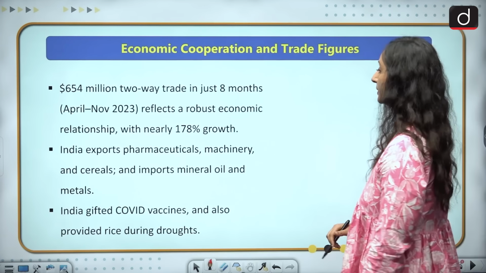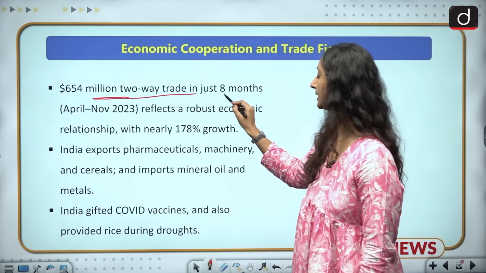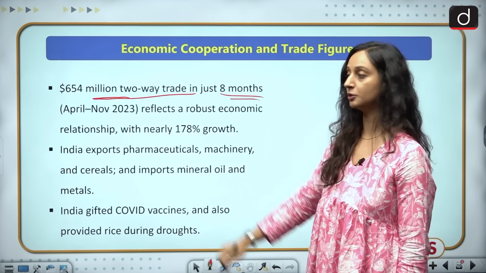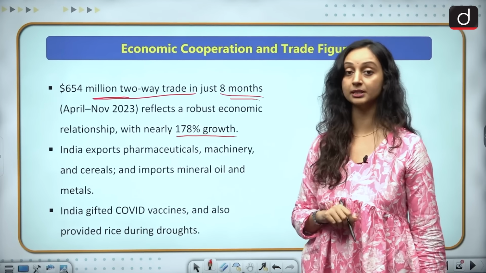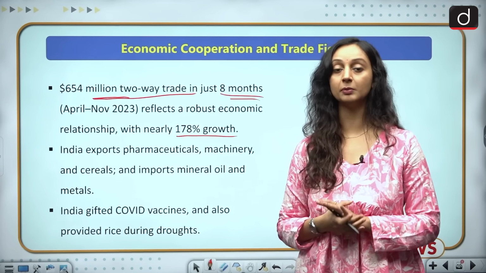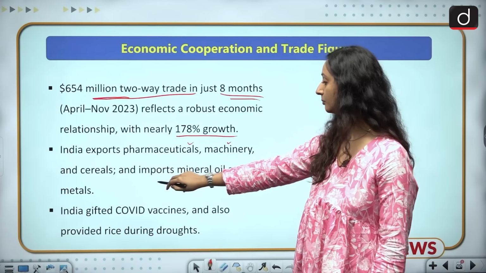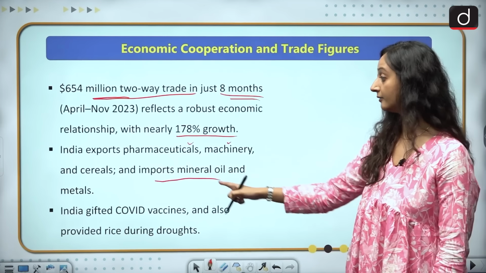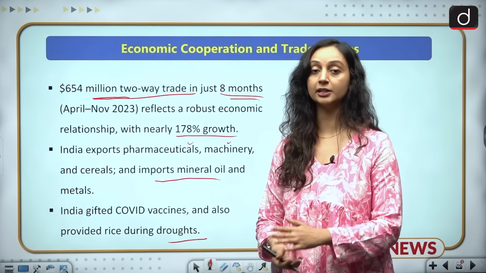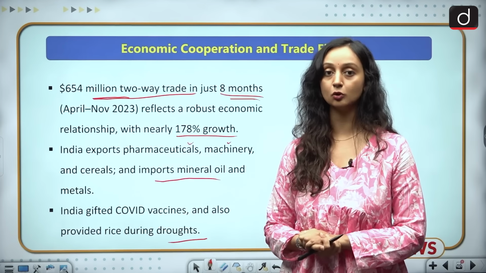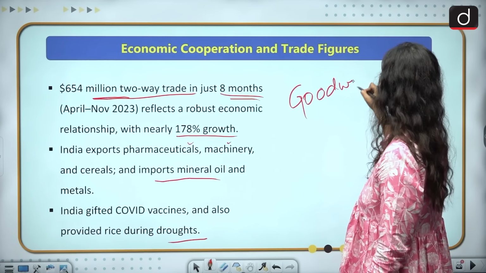Now, economic cooperation and trade figures: we will see that there was a 654 million two-way trade in just 8 months, April to November 2023, and this reflects an economic relationship with nearly 178% of growth. So our trade and investment has always been strong with Namibia. India exports pharmaceuticals, machinery and cereals, and it imports mineral oil and metals. In fact, India gifted COVID vaccines and also provided rice during droughts. So this tells us that India provides humanitarian support and developmental assistance to Namibia in times of need, and this has always improved India's goodwill.